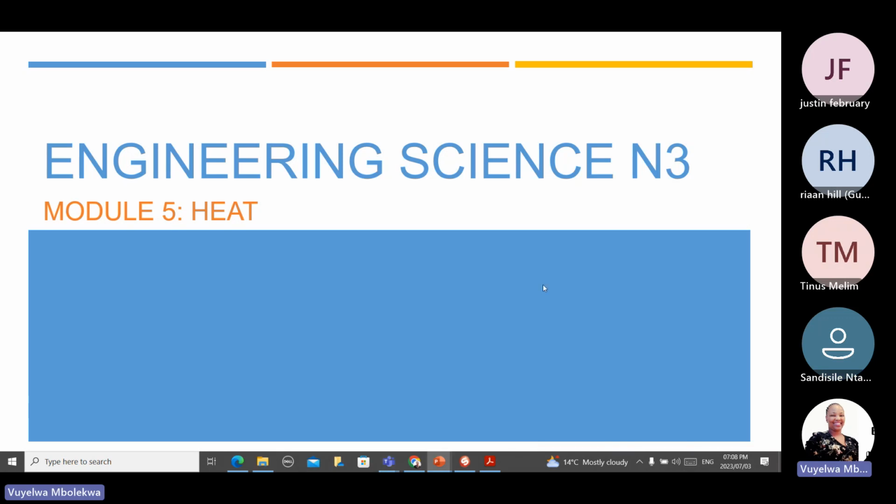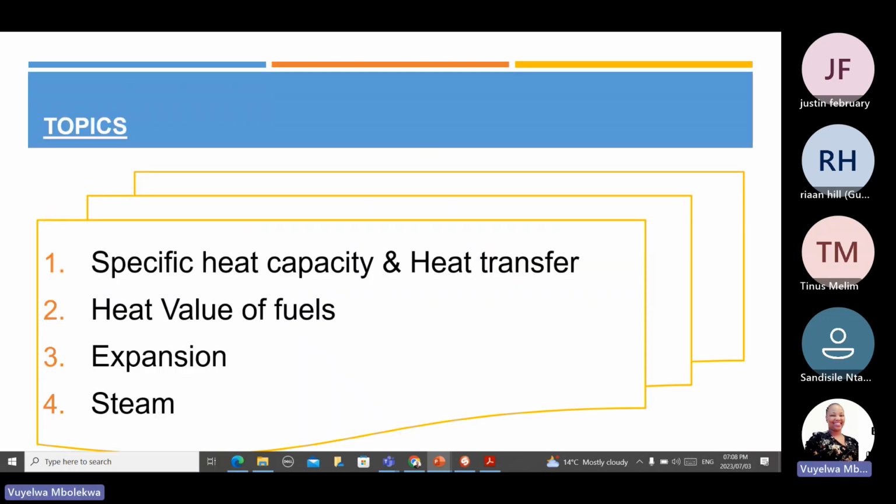So it's not completely new, but there are some add-ons here and there. It covers these main 4 topics: the specific heat capacity and heat transfer, where you have the heat released by the warm substance and that heat is absorbed by the cooler substance. Then we have heat value of fuels, same as N2. Then we have expansion. The only difference with expansion is that in N1 and N2, we did linear expansion only, where we look at the increase in length. But with N3 now, we're going to look at area expansion as well, meaning the length and breadth. So that's the only difference.